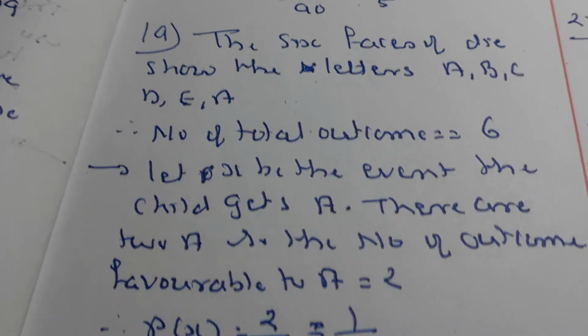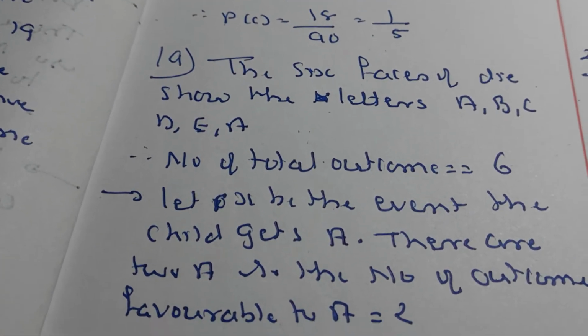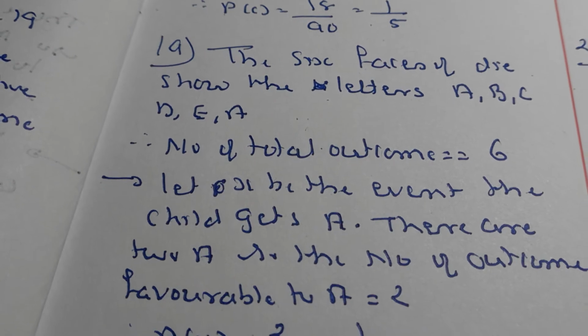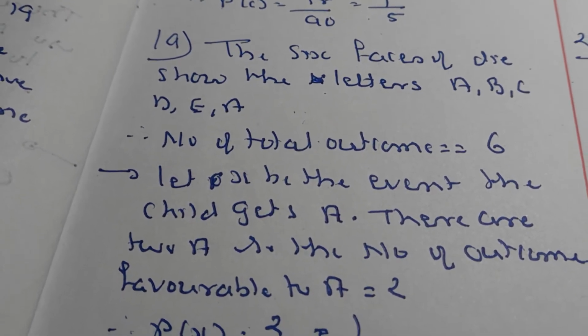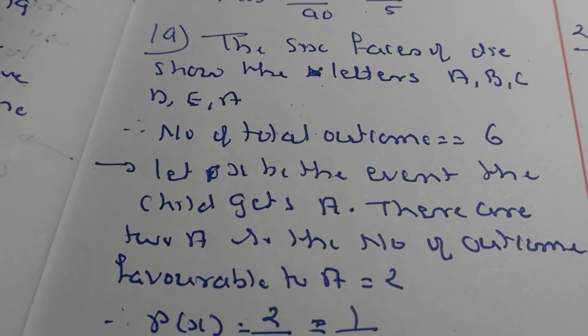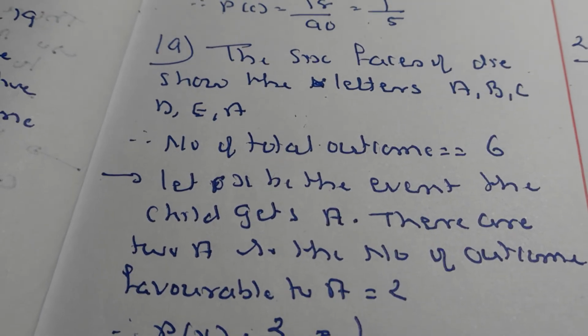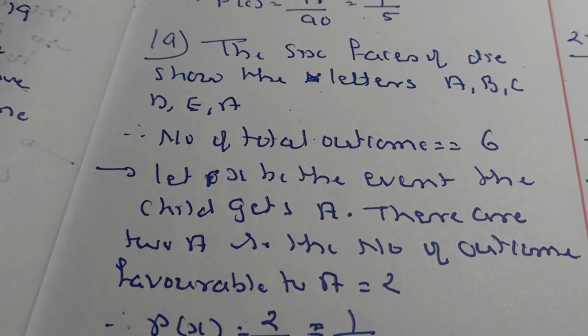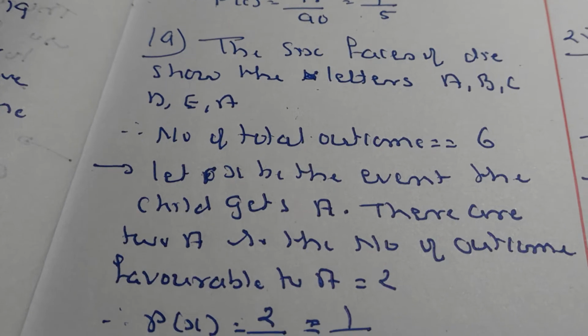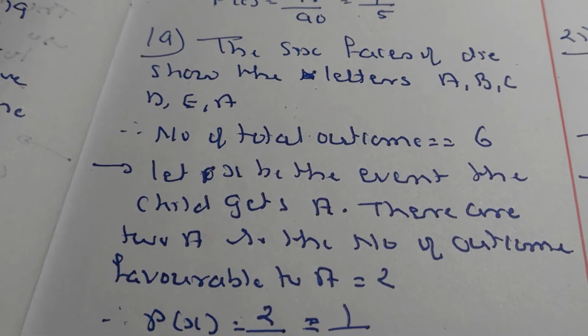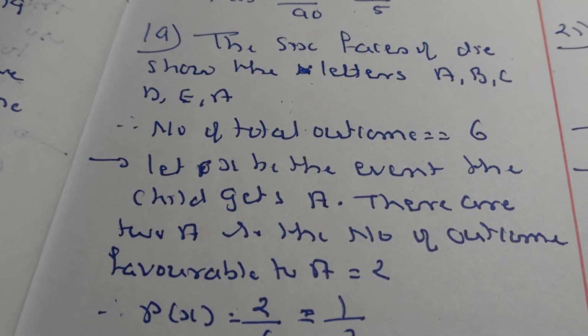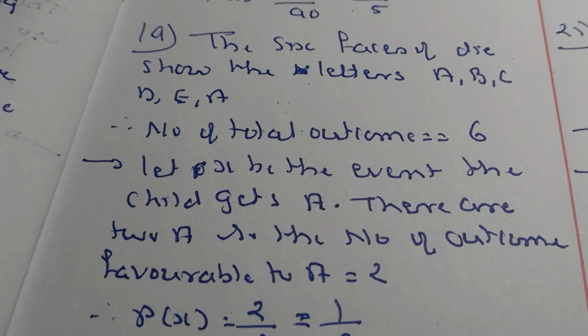Question number 19. The 6 faces of a dice, we know it very well, a dice has 6 faces and all the faces are named as A, B, C, D, E and A. One face is named as A, another as B, another as C, next one as D, another as E and next one as A. So the total number of outcomes is 6 because the dice has 6 faces.